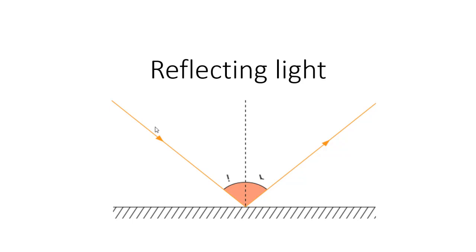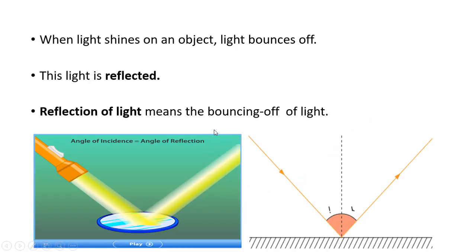So this is the diagram which is just showing the movement of light. You will understand it later. As of now, let's start with this. When light shines on an object, it bounces off.